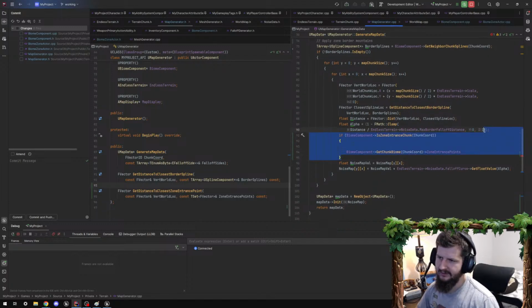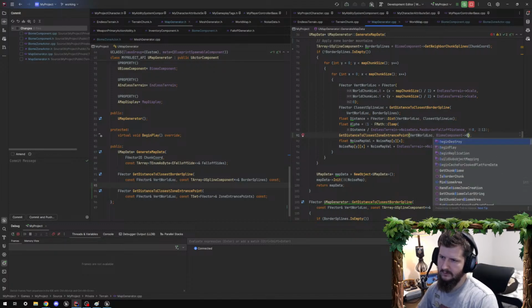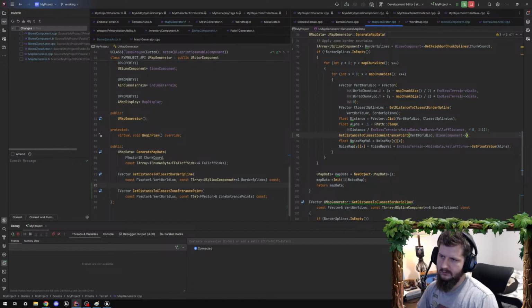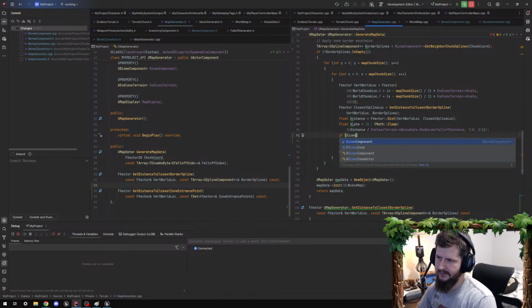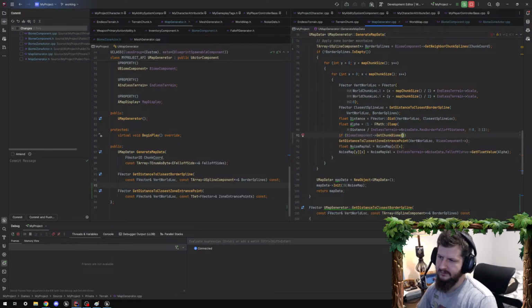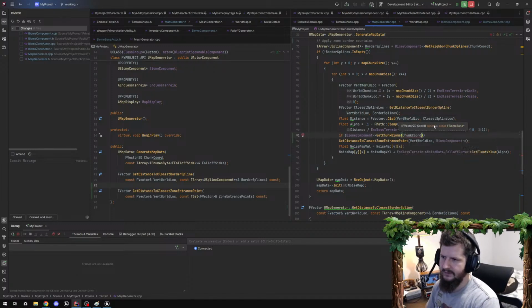Okay, so what am I, I don't even need to check that. I just need to get distance to closest entrance points. I do need to do something like this though. If biome component get chunk, I mean, if this fails, I've got bigger problems. So never mind. I'm not going to check this. Fuck it. We'll do it unchecked.